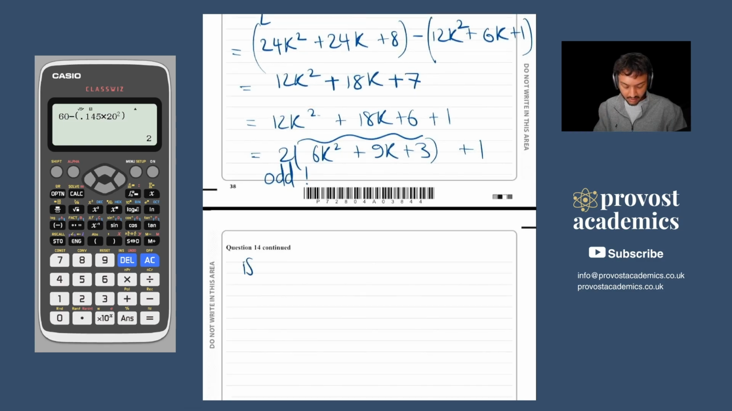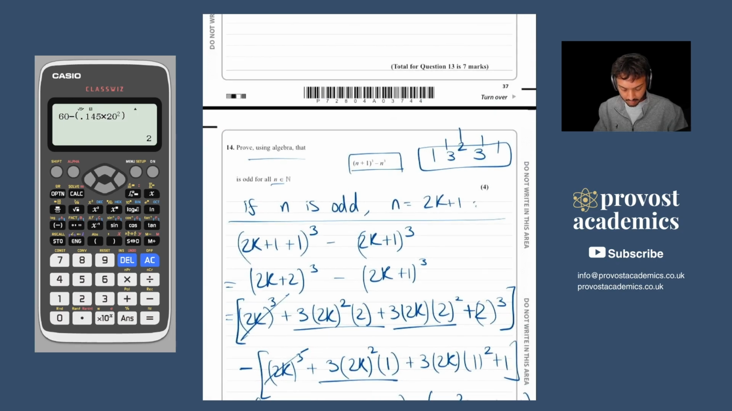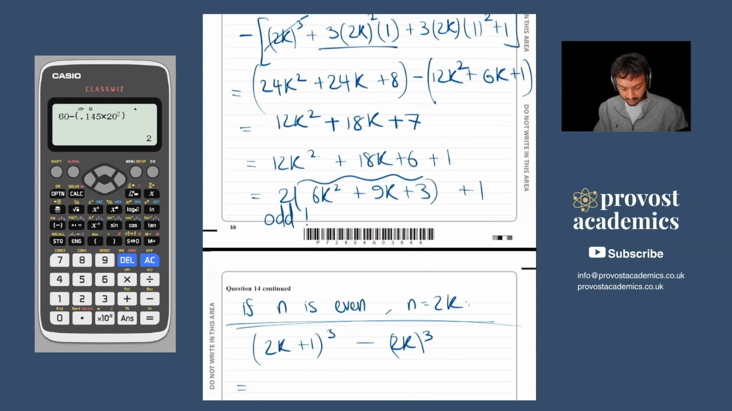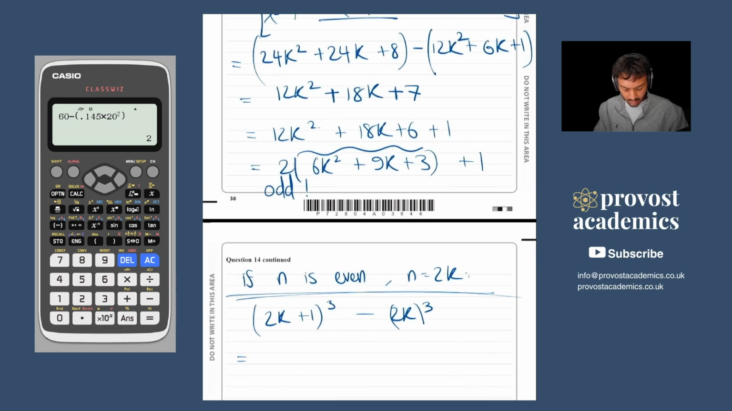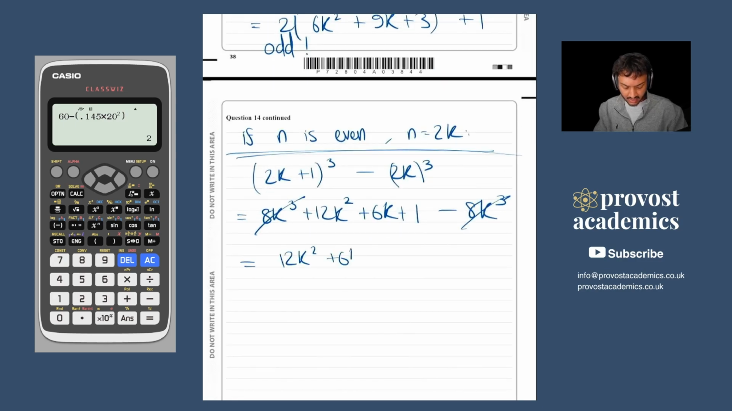Now let's look at if n is even. So n is equal to 2m. Actually, let's use k again. So my expression was (2k+1) cubed minus (2k) cubed, right? Plus 1, minus... actually we did expand this already, so I'm just going to copy my answer from the question above. The only term that's missing would be the 8k cubed one, plus 12k squared plus 6k plus 1. I guess in this case it didn't matter at all, they were going to cancel each other out. So 12k squared plus 6k plus 1.